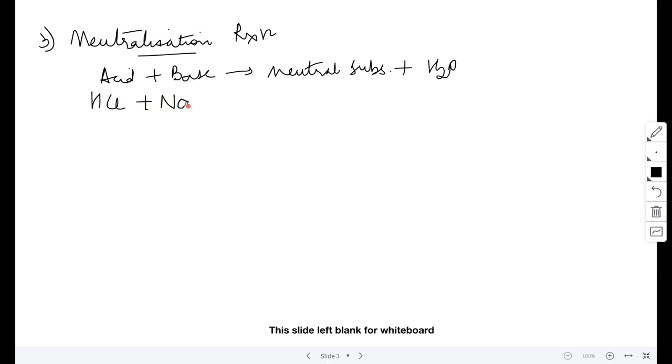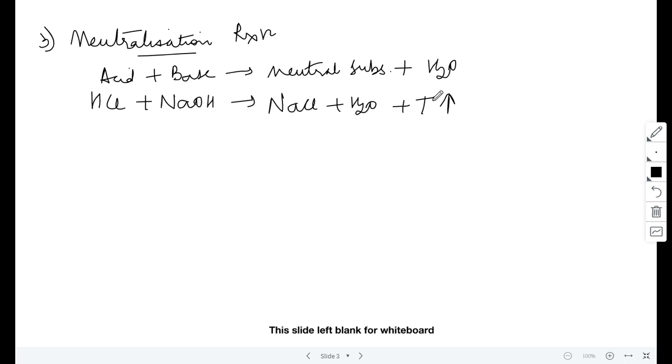Base, we say NaOH is there. So what is going to form? NaCl plus water is going to form. Now, if this reaction takes place, the temperature increases. Not very much, but definitely a few degrees. There it shows an increase in temperature. So that means this neutralization reaction is an example of an exothermic reaction.